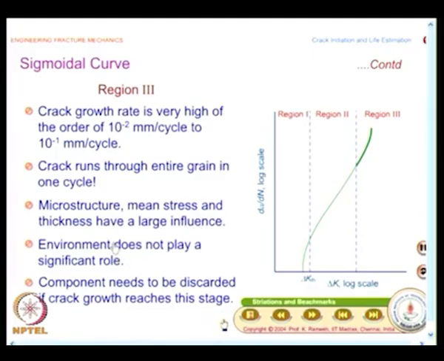And in region 3, microstructure, mean stress and thickness have a large influence. See, we have seen environment has played a role in the case of region 1 as well as in region 2. For region 3, environment does not play a significant role.